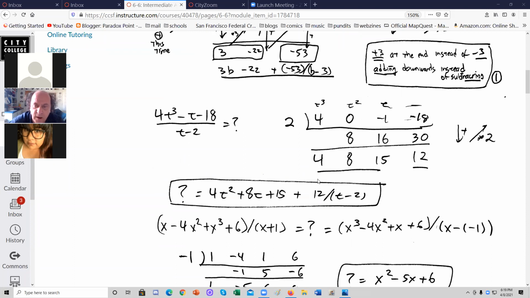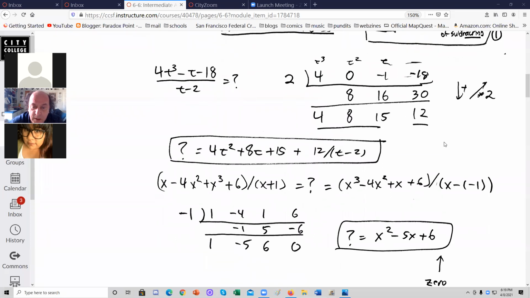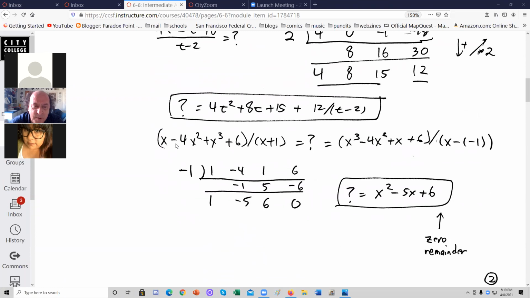And again, if you did the long division, you'd get the same numbers, only instead we'd have a negative 2 and we'd have subtraction. So it's a mutual cancellation of reversals. So there we go, we get that. Or here, x minus 4x squared plus x cubed plus 6 over x plus 1.